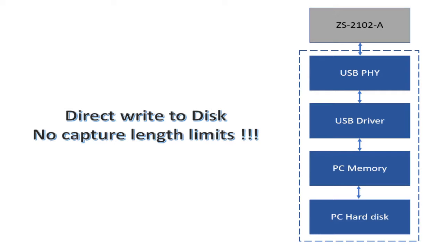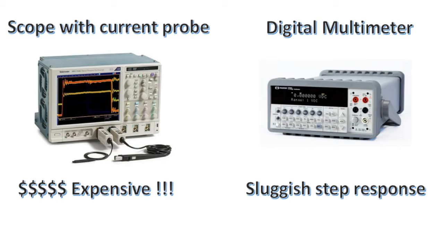The Power Profiler can store the data directly to the hard disk, and there is almost no capture length limitation. Data capture spanning 24 hours is easily possible with the ZS2102A. The current profile, which can be measured by this tool, cannot be performed by any multimeter or an oscilloscope. Most multimeters cannot respond to fast pulses, and oscilloscopes do not have the required dynamic range, and have memory length limitations. These can be very expensive to buy, and bulky for mass deployment.